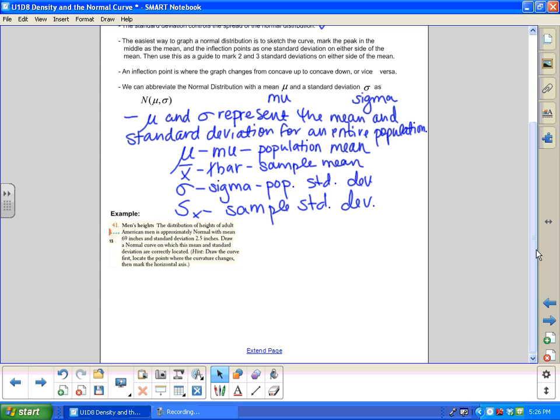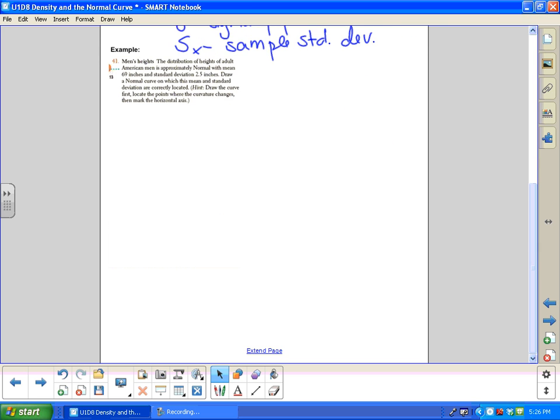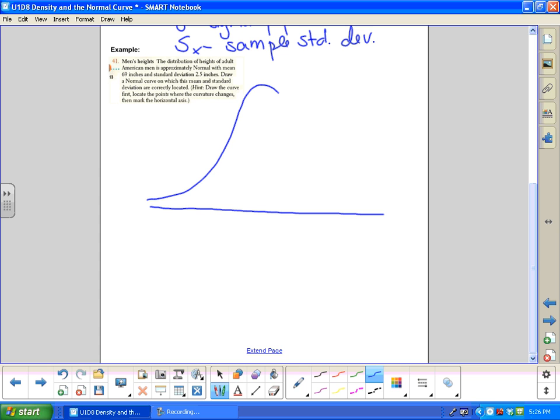All right, so the easiest way to graph a normal distribution is going to be to sketch the curve. Mark the peak in the middle as the mean and the inflection points as one standard deviation on either side. So let's talk about inflection points for just a minute. I'm actually going to go through this example with you because I didn't give you an example on sketching a graph. So we're going to do number 41 together. Okay, so I used this word inflection point and I didn't really tell you what it is. So let's first sketch our normal curve. Mine are always kind of lopsided, but that'll be okay.